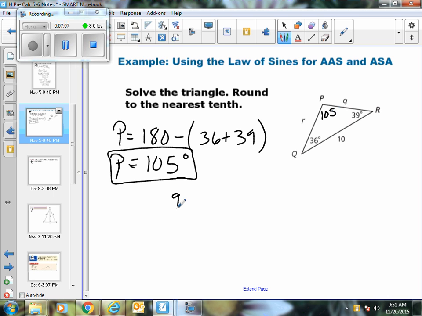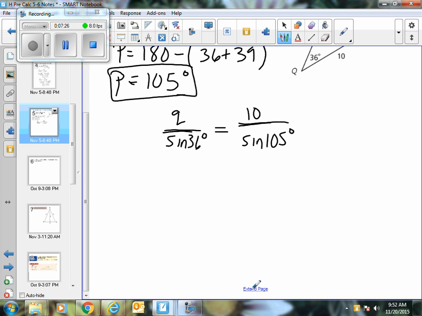So little q is to the sine of angle Q, which is 36 degrees, as, okay, now this one, the one I know everything about is P, so I really had to find that angle P first. So little p, 10, is to the sine of 105. So we're saying that the ratio of the side length to the sine of the angle opposite is always proportional. All right, so cross multiply and divide.